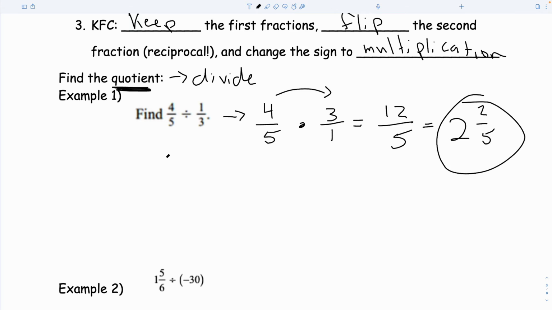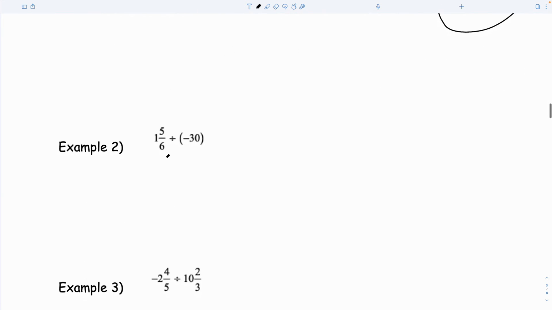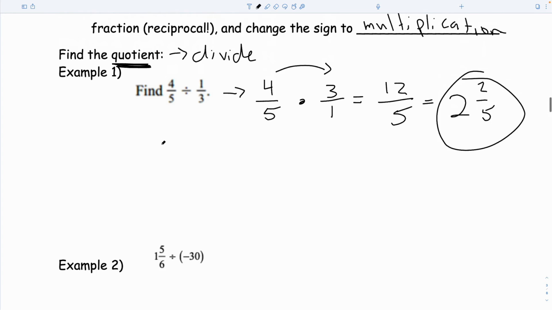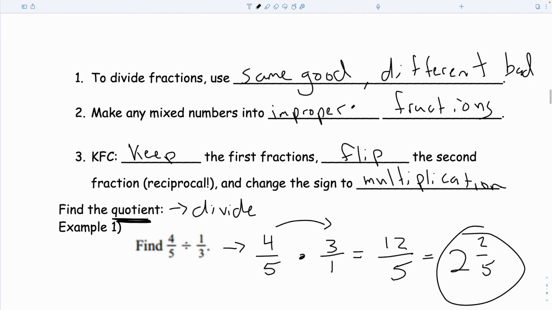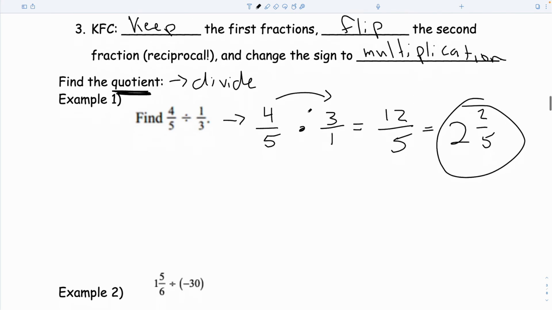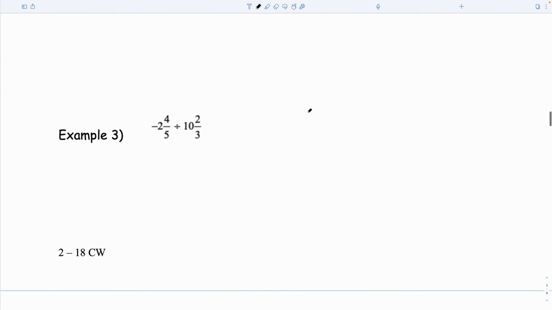Example 2, 1 5/6 divided by -30. This is a sign where it's a positive divided by a negative. In my head, I think same, good, different, bad. Since it is a mixed number, I have to first make it into a fraction. My first step is to make everything into improper fractions. So 5 times 2 is 10, plus 4 is 14.